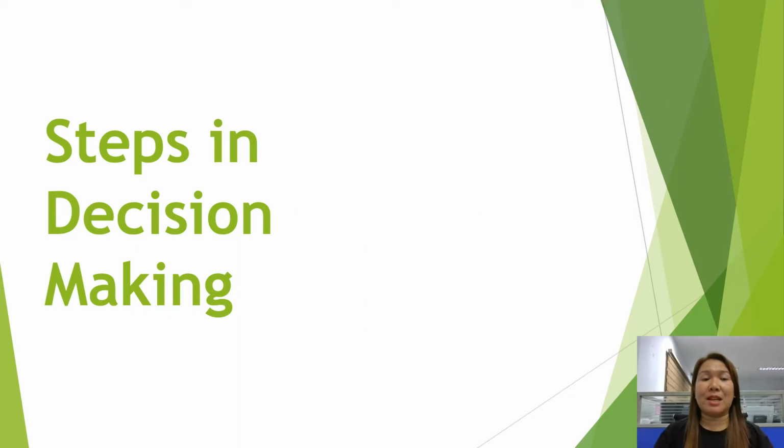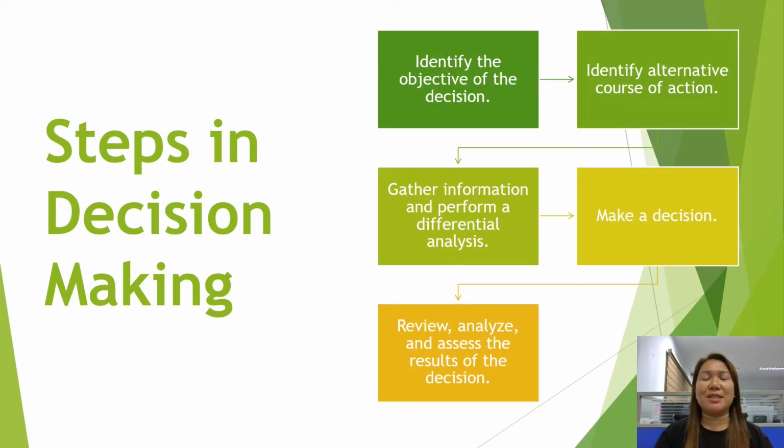There are 5 steps in decision making. Step 1 is to identify the objective of the decision. Step 2, identify alternative courses of action. Step 3, gather information and perform a differential analysis. Step 4, make a decision. And finally, step 5 is to review, analyze, and assess the results of the decision.